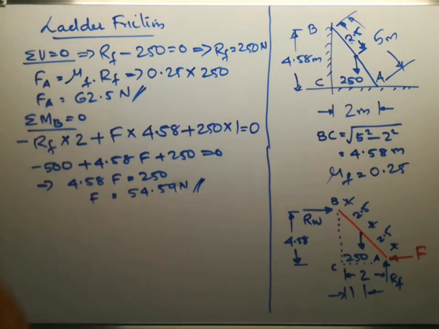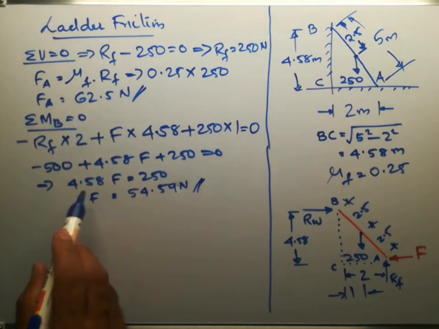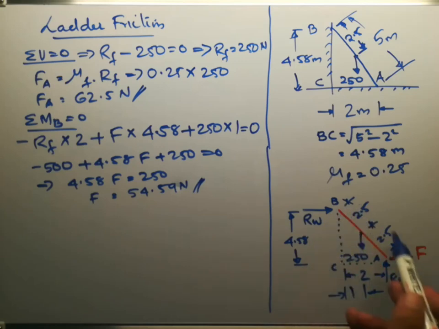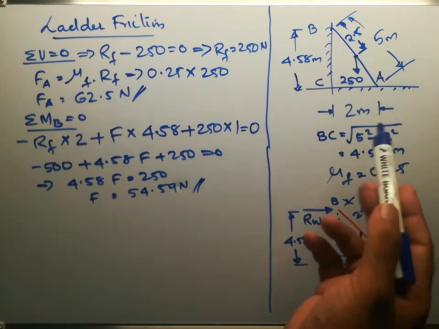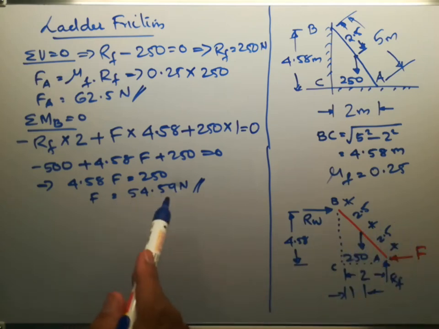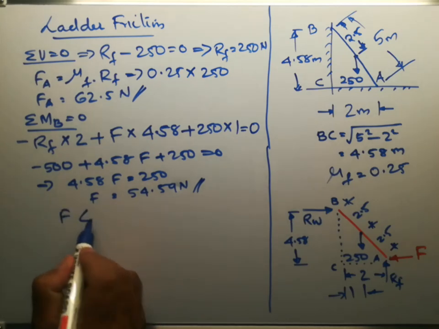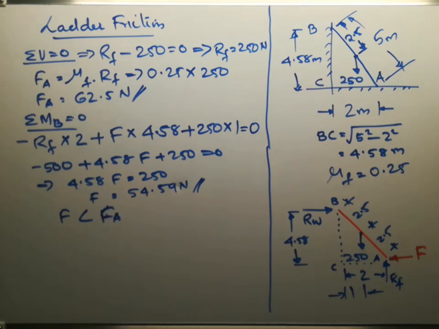So FA, the maximum or limiting frictional force, is 62.5, and the frictional force as per the arrangement of the ladder is only 54.59 Newton. The floor can offer a maximum of 62.5, and the frictional force acting on the ladder at present is only 54.59. That is, F is less than FA. That means the ladder is in equilibrium, or the ladder will not be moving. Hence, the ladder will be in equilibrium.